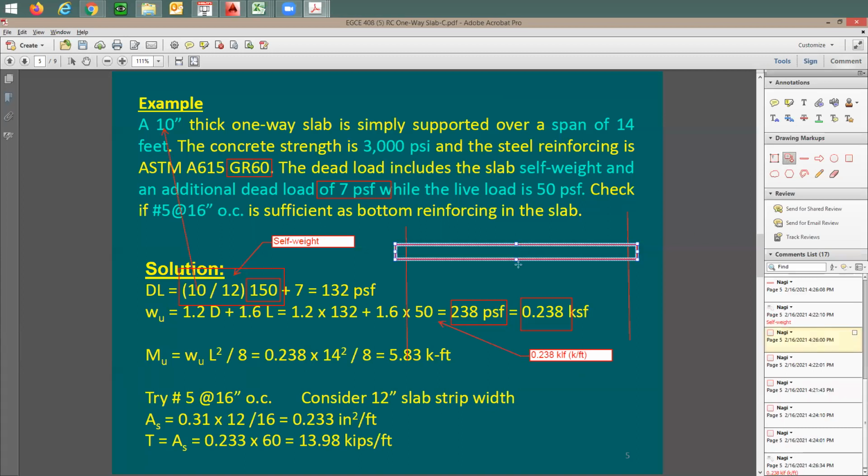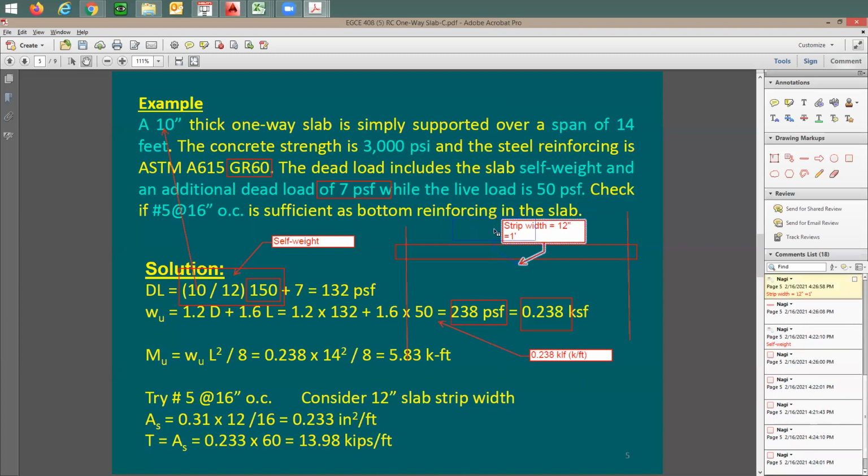I'm going to say here, strip width equals how much? I'm going to say 12 inches, like a foot. Now I have no problem with this because all I need to do is just multiply by 1. This is going to be the width I'd like to consider in my answer, right?